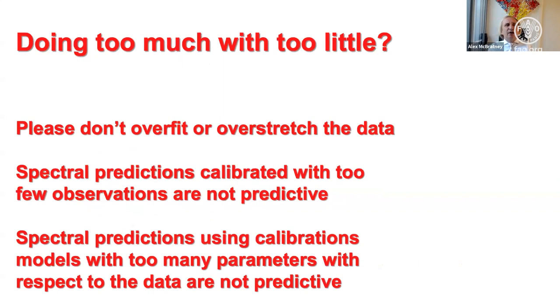And then the last one I talk about is doing too much with too little. In other words, we read lots of papers where people have collected 50 samples, collected spectra that have hundreds of wave bands, and then fit a model with 50 observations and hundreds of wave bands. They fit a model that's got hundreds of parameters to predict pH or something else, or perhaps to predict the microplastic content in soil. We have to be worried about overfitting or overstretching the data, because spectral predictions calibrated with too few observations are not predictive at all. They might fit very well, but when you bring new material, you get the wrong answer.